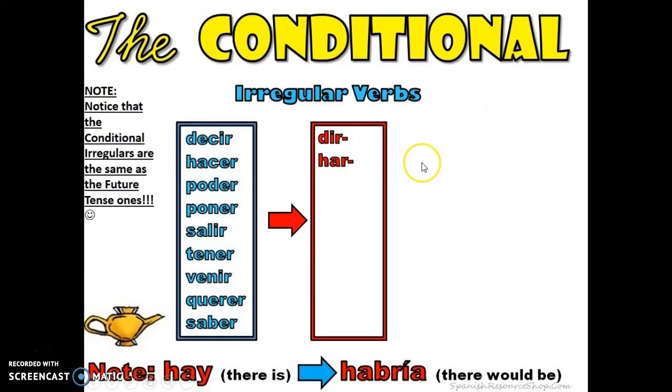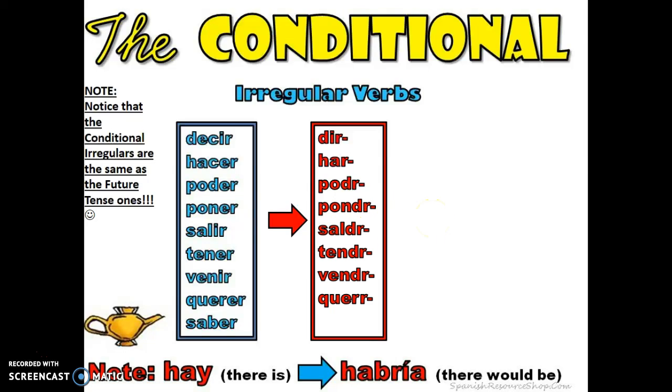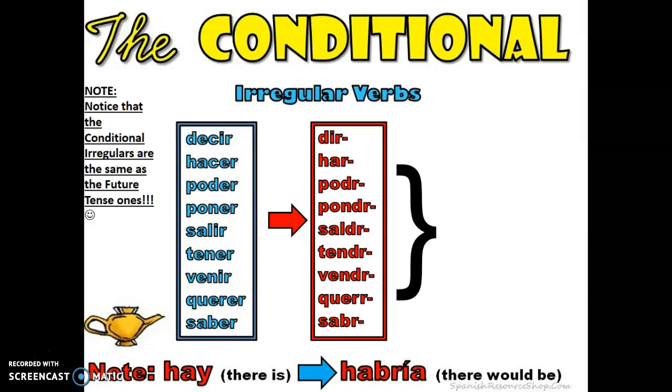Hacer becomes har, and then you add the ending. Poder becomes podr, and then you add the ending. Poner becomes this, then you add the ending. Salir, tener, venir, querer, and saber. So here is what all you have to do is change them slightly to this and then add your endings. They were the same for the future tense if you remember that. Okay? And then note hay, which means there is, in the conditional it becomes habría for there would be. So there would be a party, but we're not going to have one. Okay? And then, like I said, just add the appropriate endings.